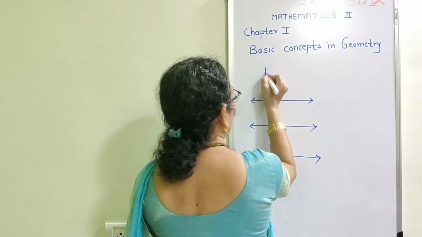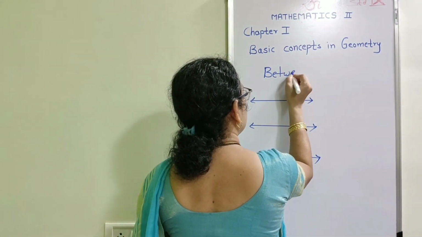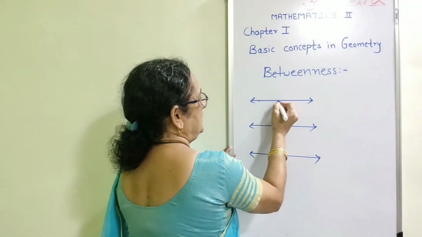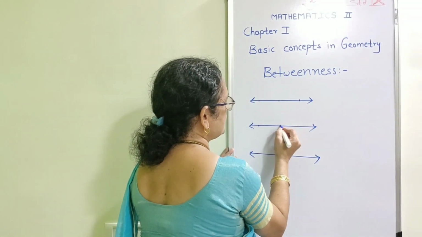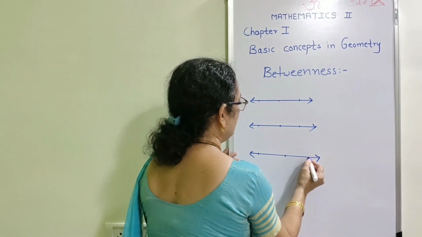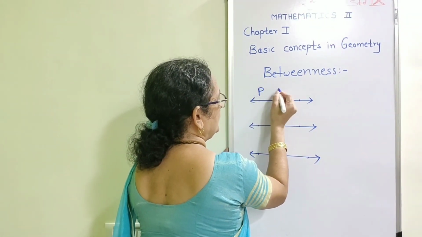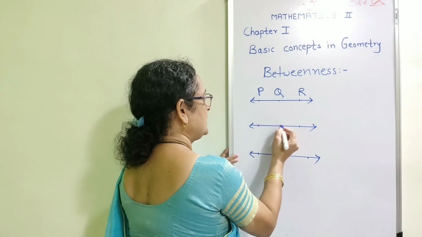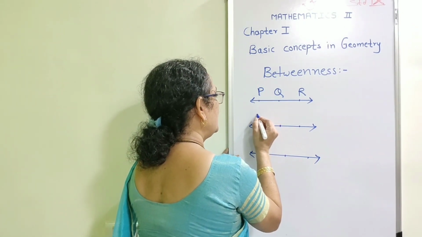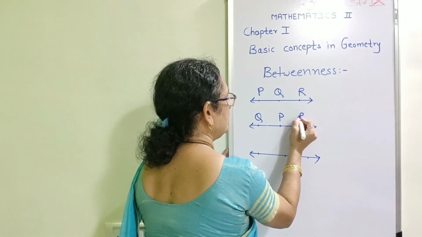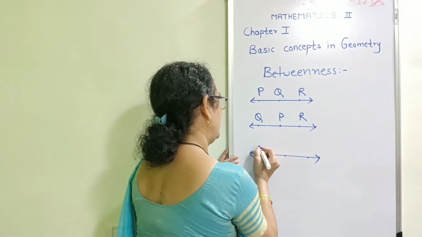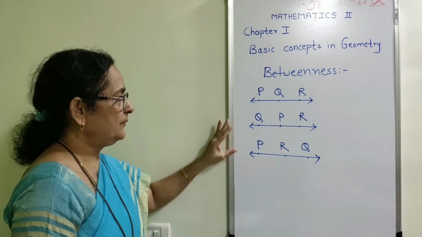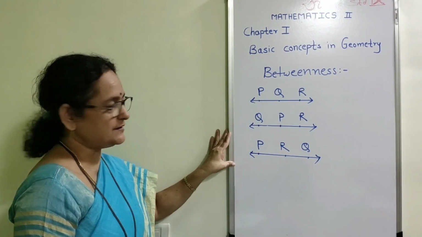If P, Q and R are 3 distinct points, then we have 3 different conditions for points P, Q and R. First, P-Q-R, that means Q is in between the points P and R. Second, P is in between the points Q and R. Or third condition, point R is in between the points P and Q. That means we have 3 different possibilities.